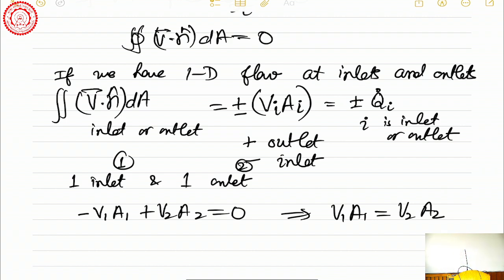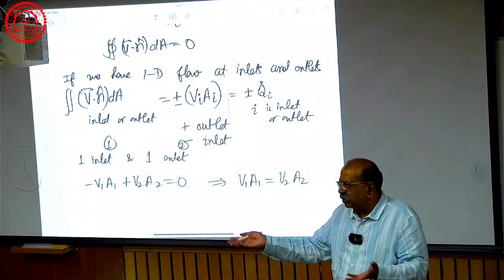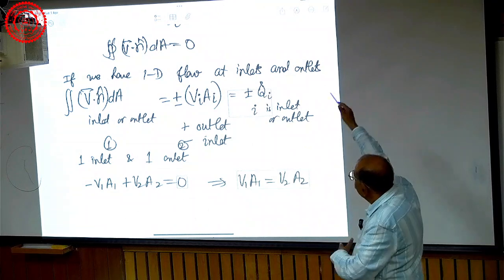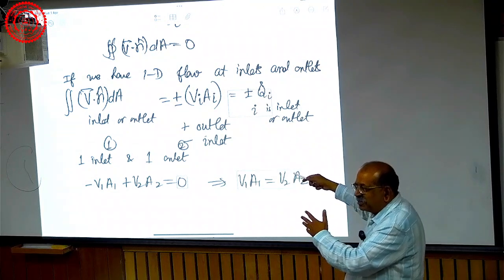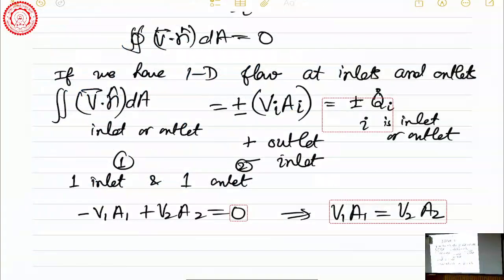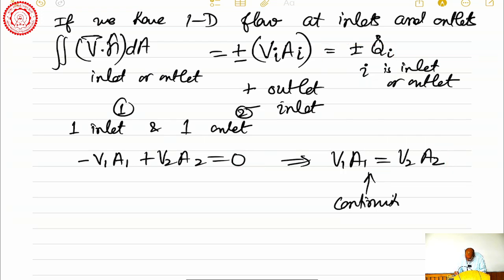So this equation you may have seen, this is called the continuity equation. V1A1 is equal to V2A2, and it directly follows from mass flow. But you see how many approximations are needed to get to this form. So it's not that it's so straightforward. So this is what is called the continuity equation.